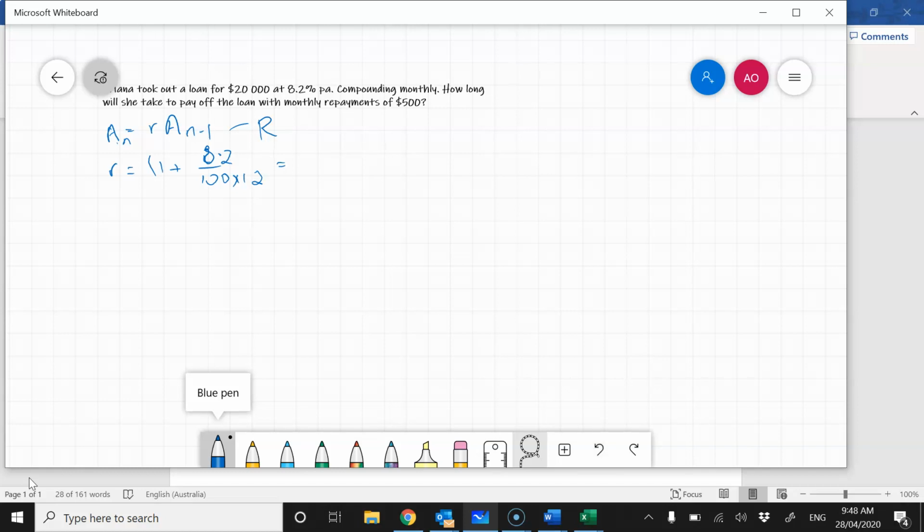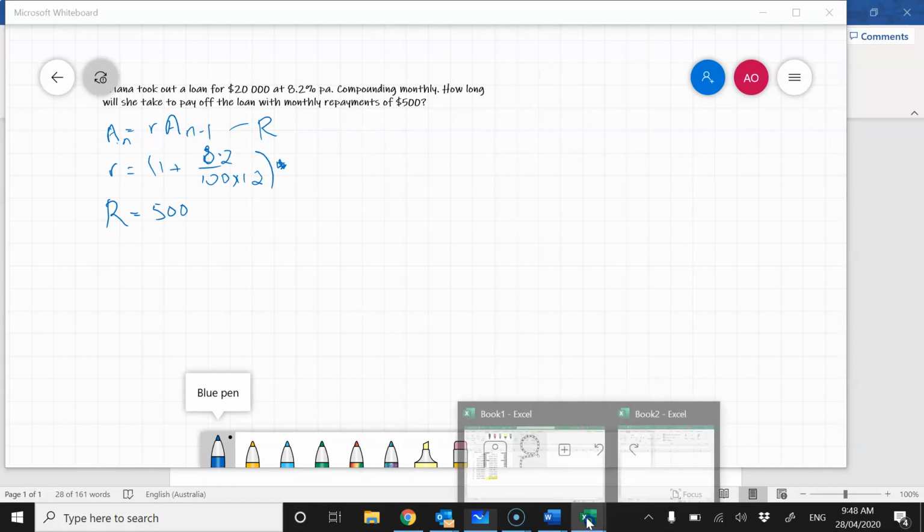Okay, so bear with me. Oops, I undid the wrong thing. I wanted to undo that, scribble it out. R, of course, our repayment, this capital R, is equal to $500 from the question. It tells us that. And N is the number of repayments, but we don't know. All right, so let's go across to a spreadsheet and put in what we do know and solve this.